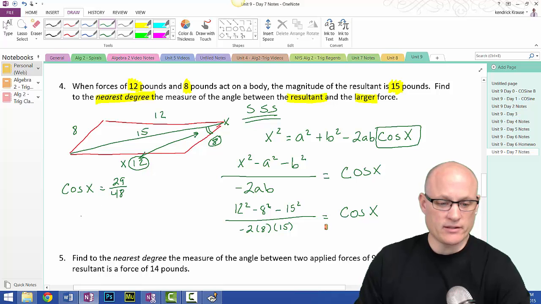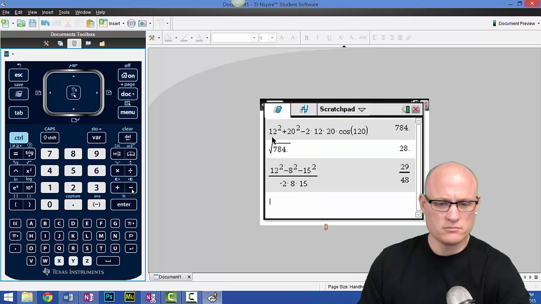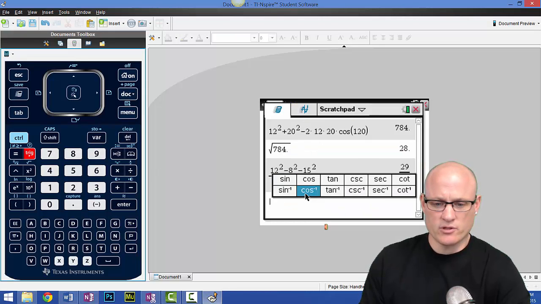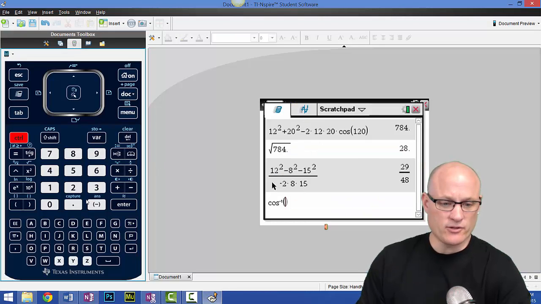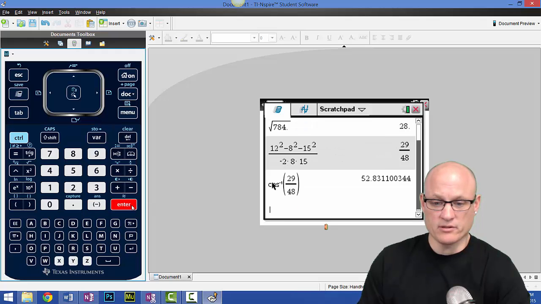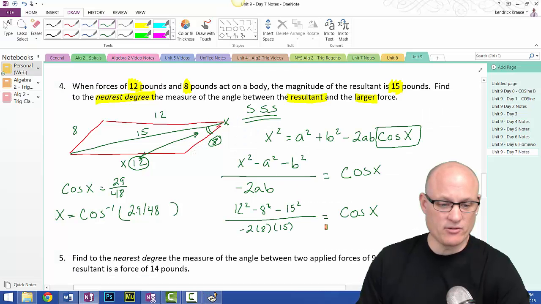And now to find out what x is, I got to do inverse cosine of this mess, 29 over 48. All right, that's no problem. So inverse cosine of the answer. And that makes it easier. 52.83 degrees. So x equals 52.83.